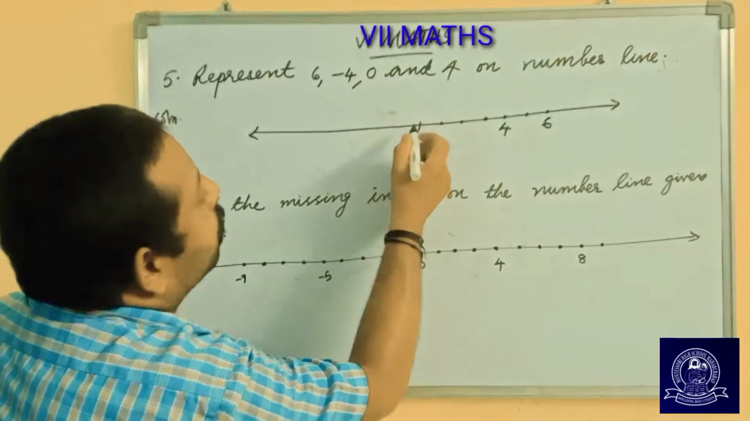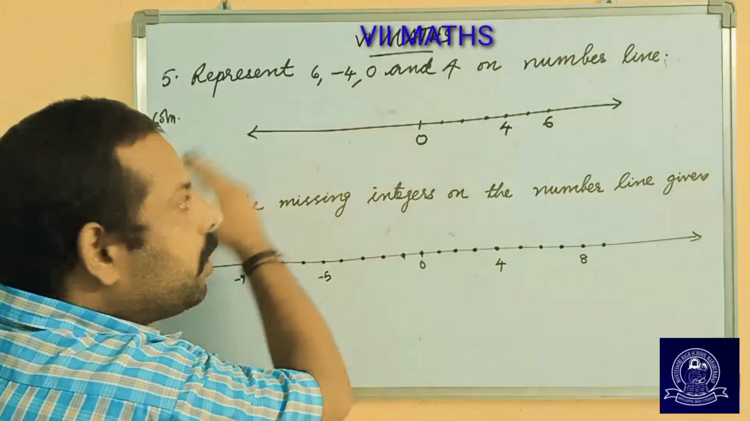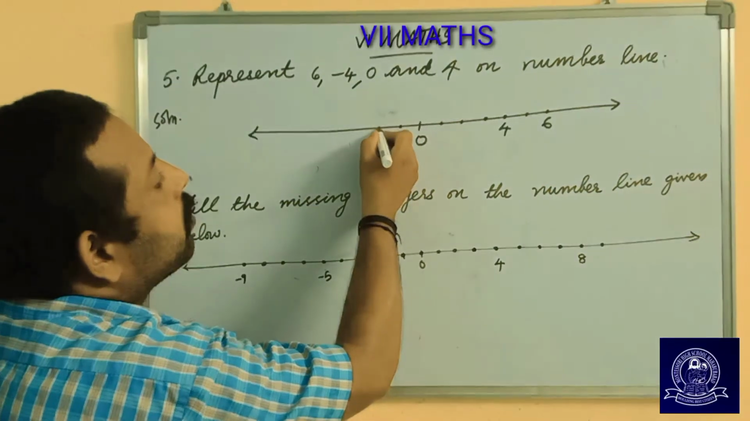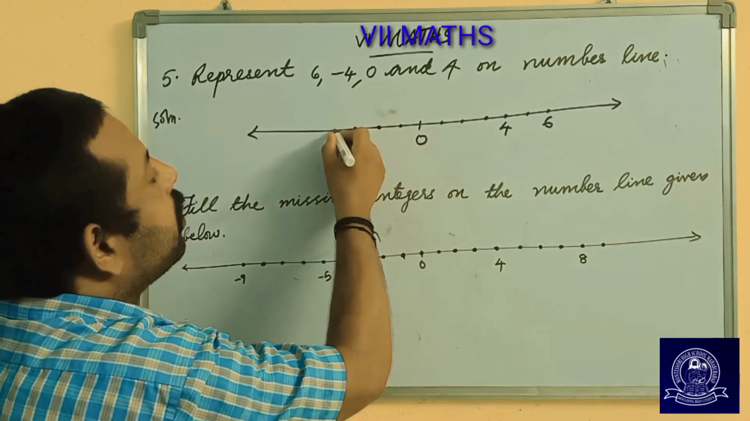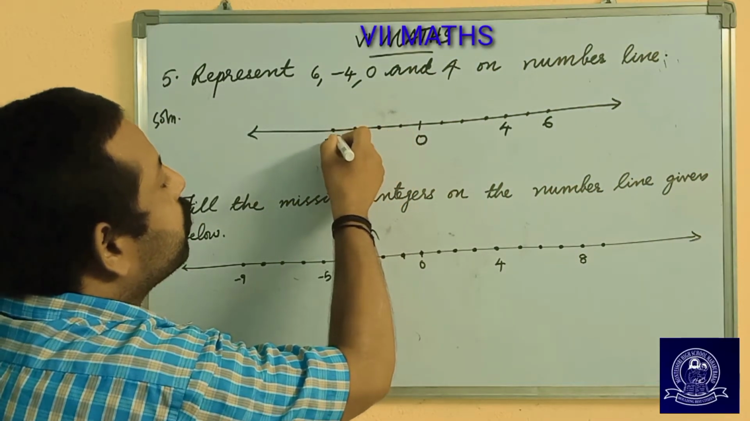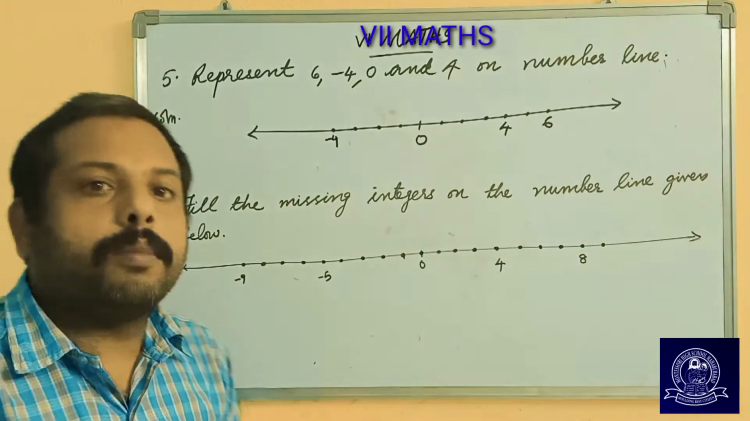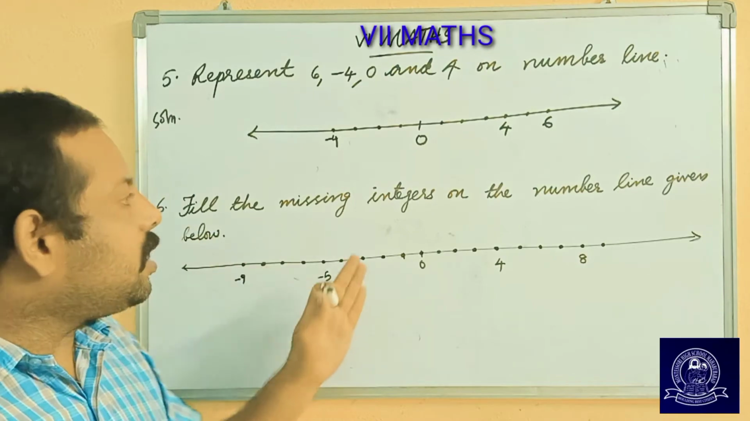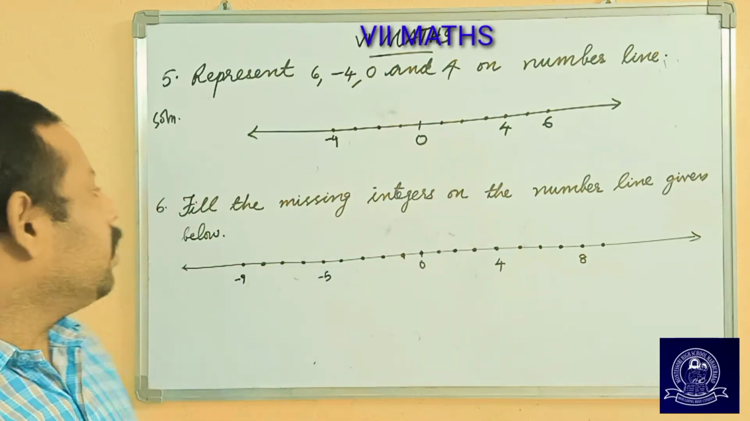What is remaining? -4. Negative integers will be on the left side of 0. So this is for -1, -2, -3, -4. Let us write -4 here. So we have written all the numbers on the number line we have represented. Now fill the missing integers on the number line given below.